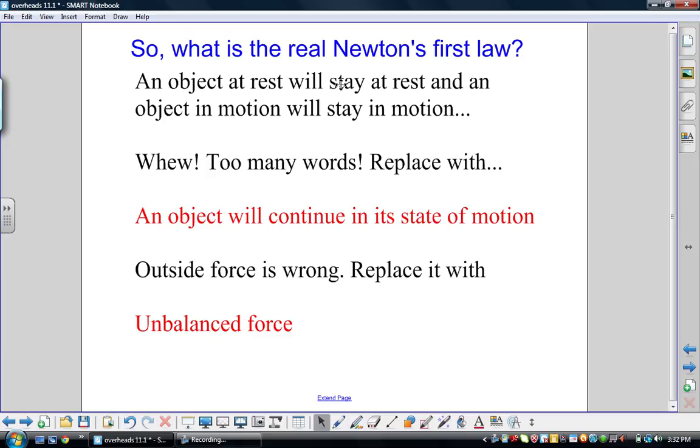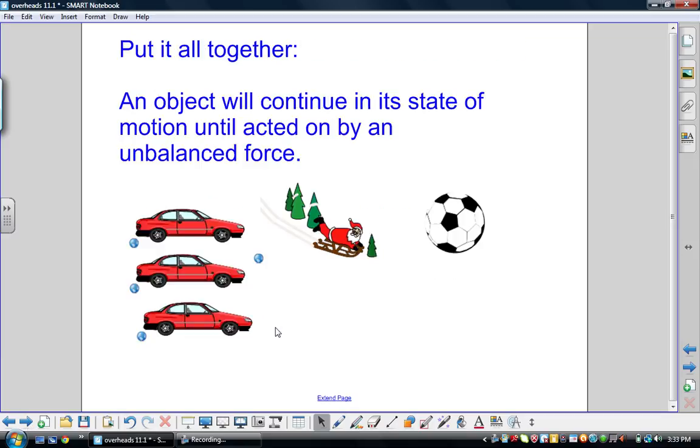So Newton's first real law starts out with these words: an object at rest will stay at rest, and an object in motion will stay in motion, which is an awful lot of words that can be replaced with, here in red, an object will continue in its state of motion. Please notice that it doesn't say an object will continue in motion. State of motion are important words here, because that state of motion might be at rest. Also, outside force, we don't want that. We want to replace it with the more correct unbalanced force. So you put that all together, and you get: an object will continue in its state of motion until acted on by an unbalanced force.